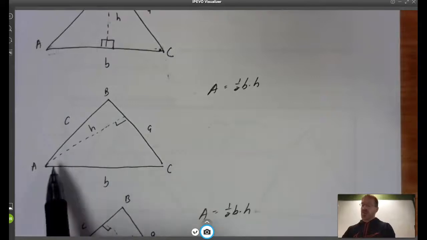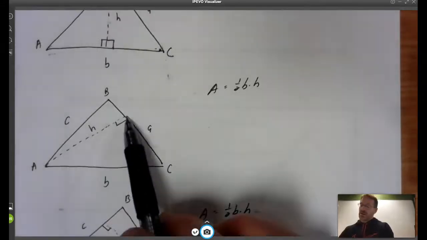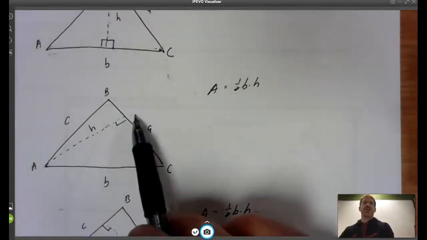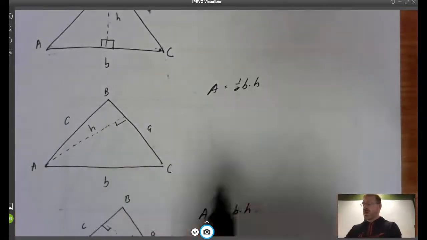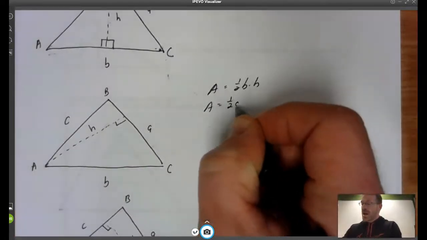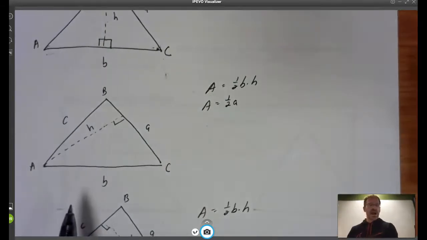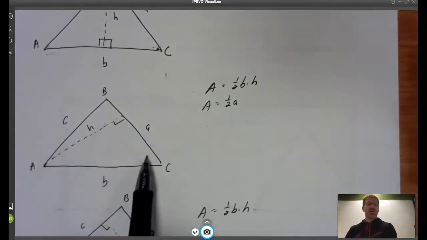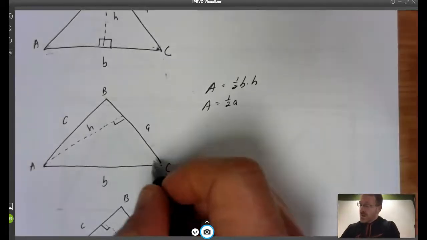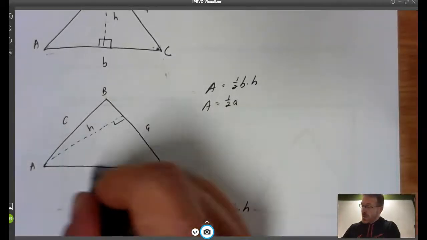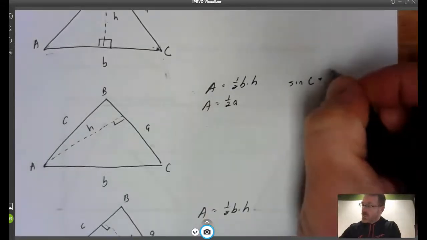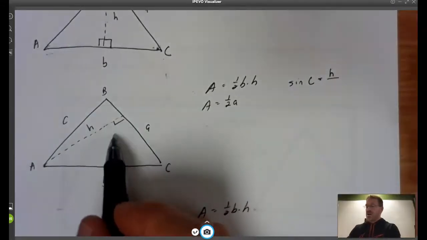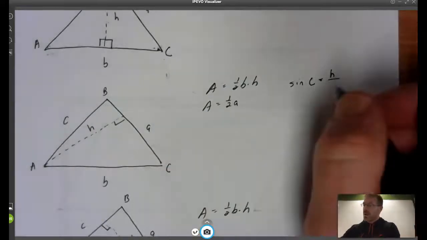But notice I could also drop an altitude, or a height, from angle A. And notice once I do that, now little a here becomes the base. So this is 1/2 a. Now notice the height this time, I'm going to solve for and get this in terms of C here. So if I look at this little triangle right here, I could say sine of C is equal to the opposite side, which would be h. And notice now b is the hypotenuse in this triangle.